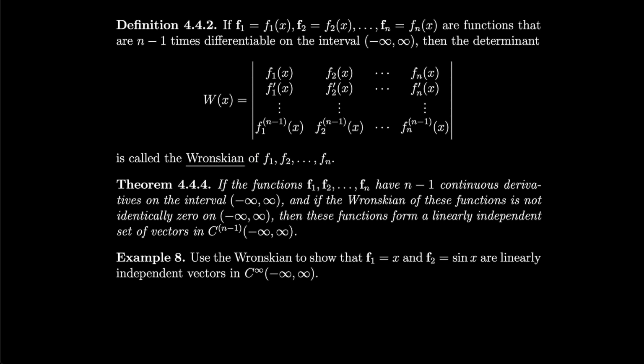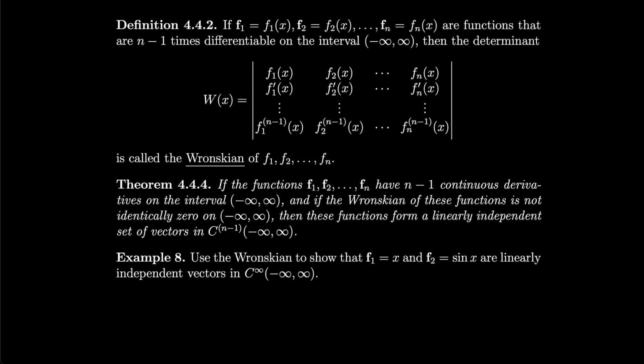If the functions f1 through fn have n minus 1 continuous derivatives on the interval minus infinity to infinity, and if the Wronskian, this determinant, of these functions is not identically 0, so not all of these values are 0, then these functions form a linearly independent set of vectors in the set of continuous functions with n minus 1 derivatives. Or set of functions with n minus 1 derivatives, if you'd rather.